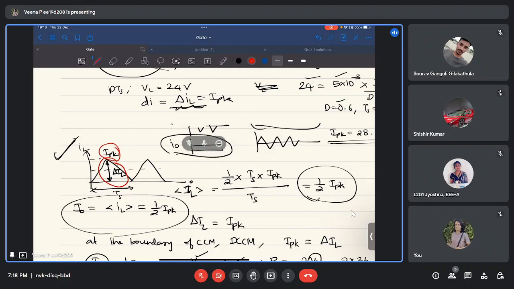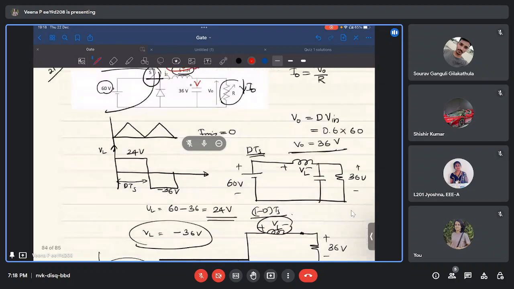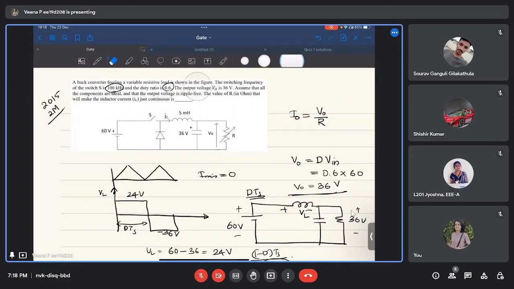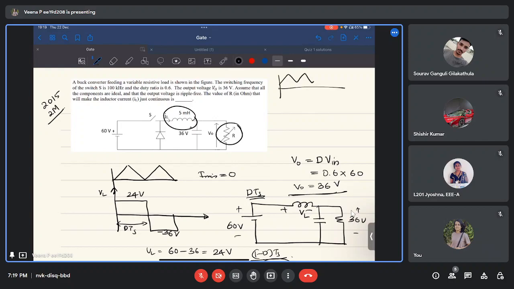Okay. So in the problem, we are asked to find the value of resistance, the value of R, for which the inductor current is at the boundary of CCM and DCM. You know that the inductor current looks like this. This is continuous conduction mode. This is the boundary of CCM and discontinuous conduction mode. This is still continuous, but it is at the boundary.